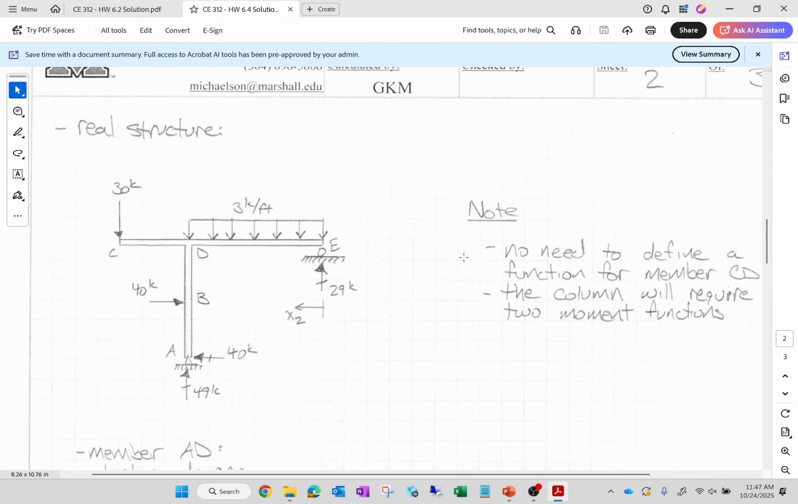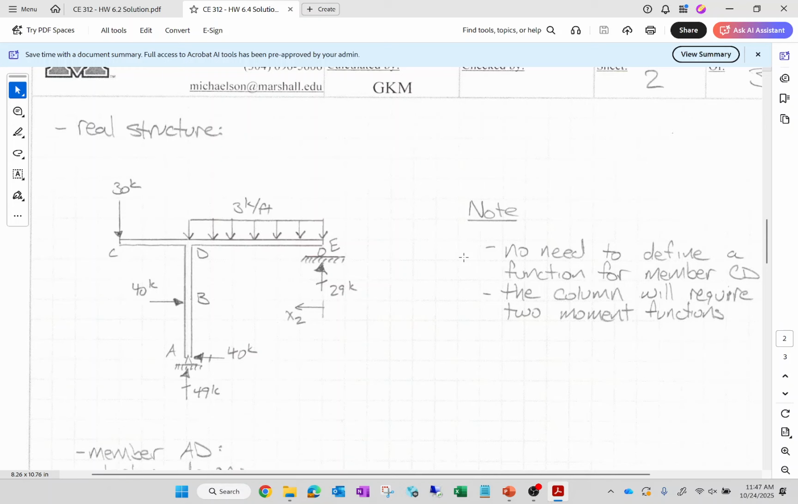Now for the real structure, okay, here's what I'm saying. So here's the real structure. Compute reactions. Again, if you didn't match my reactions, that's something I want you to practice. In the real structure, is there a moment function for this member? Yes. I don't care what it is because it doesn't matter. This member has 1 moment function.